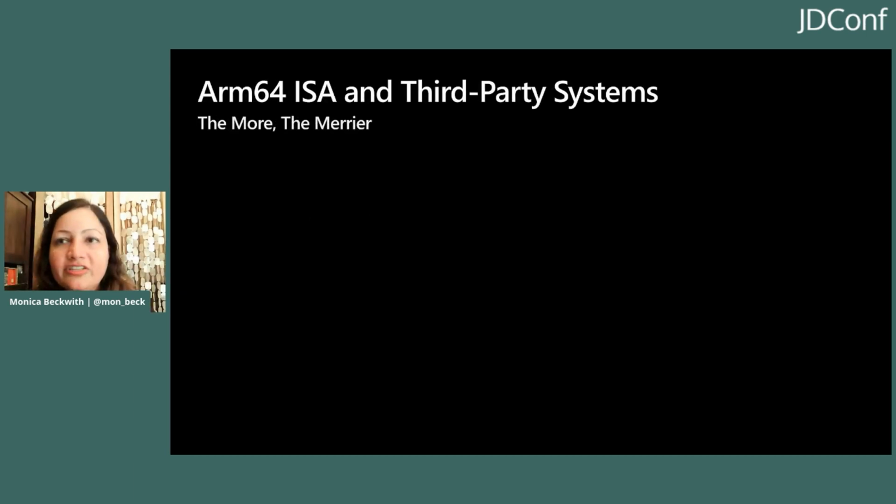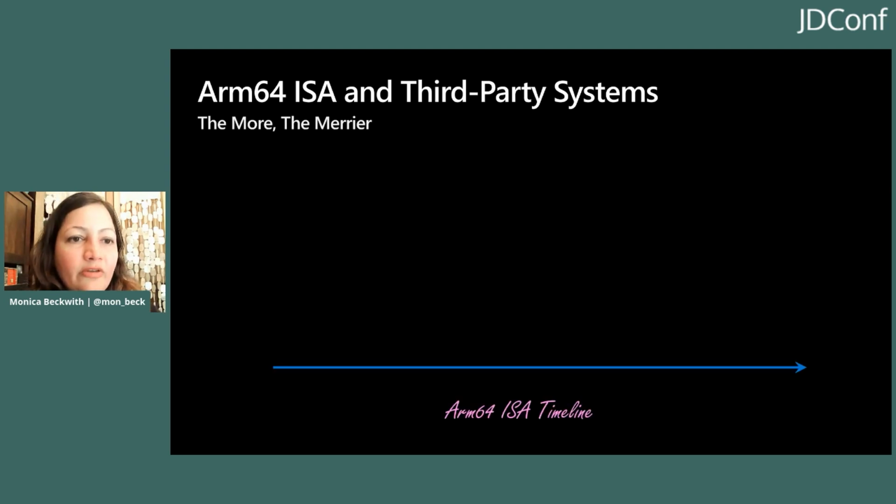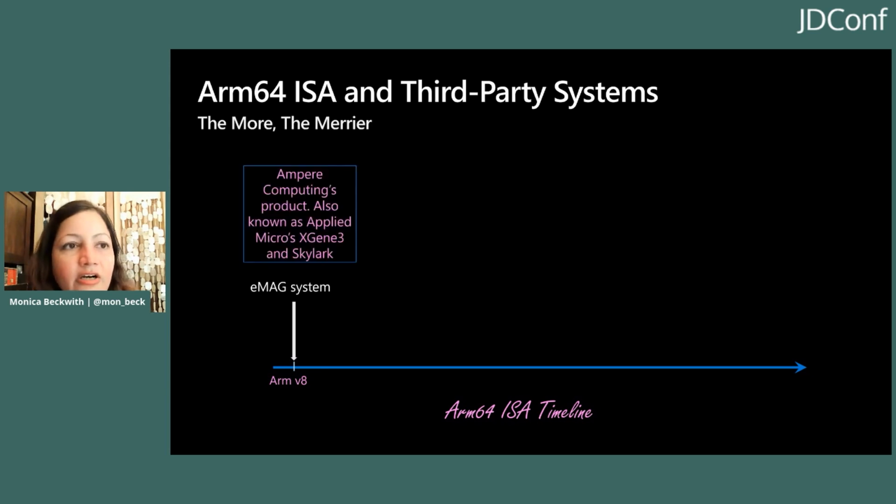Now, moving on to the ARM ISA and the third-party systems and how they came about. I am restricting this particular slide to the systems that we used, and I want to show you the ISA story with respect to those systems. If I did an Arm64 timeline here, Arm64 started with V8, and in our test system, in our CI, we have an eMAG system. The eMAG system is by Ampere Computing. It's an Ampere Computing product. Prior to eMAG, it was also called the X-Gene 3 and Skylark, and they were both Applied Micro products.